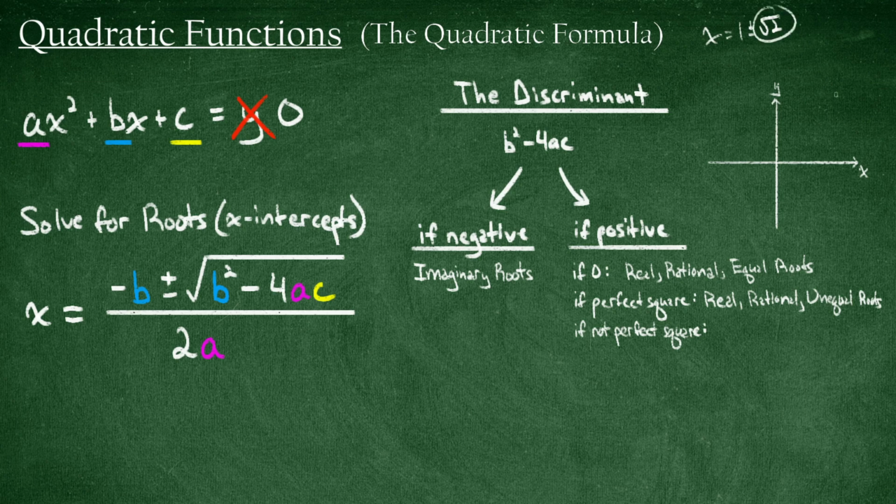Well, there's no way for me to simplify this square root of 2 anymore, so we call that an irrational number. Square root of 2 cannot be written as a whole number over another whole number, but it's still a real number. It still does exist. So we classify it as real, irrational, unequal roots.